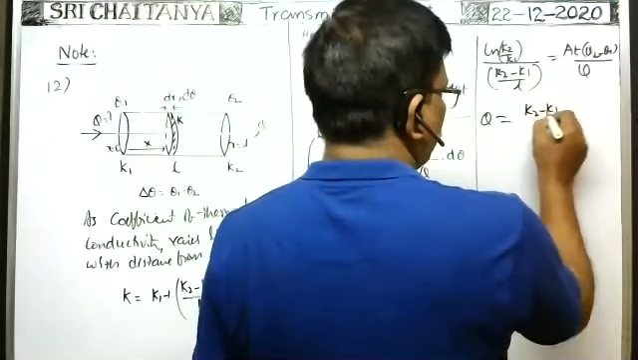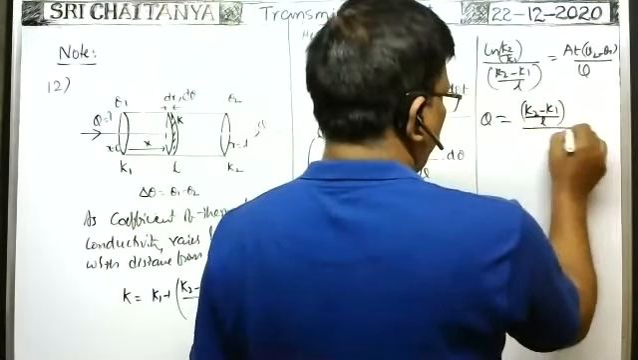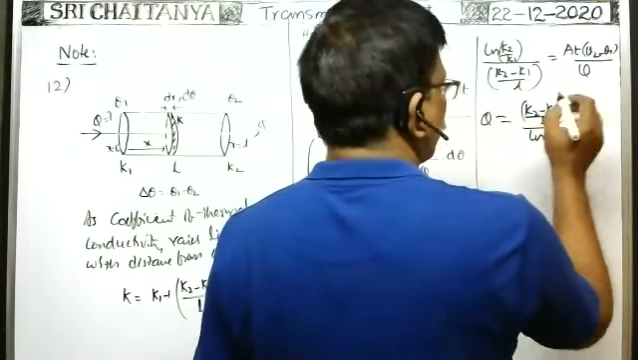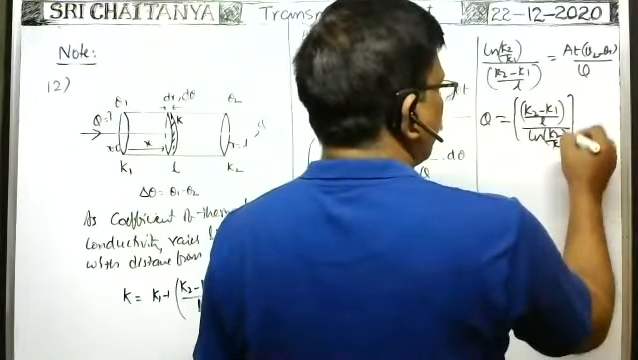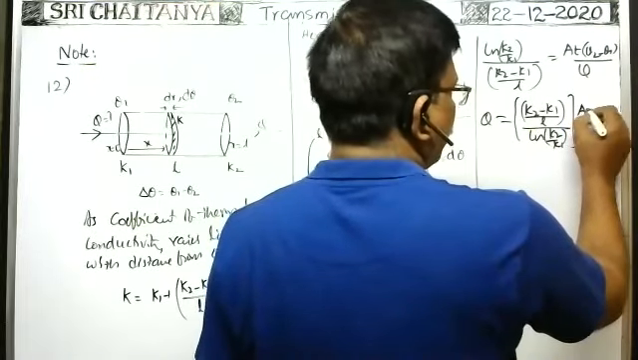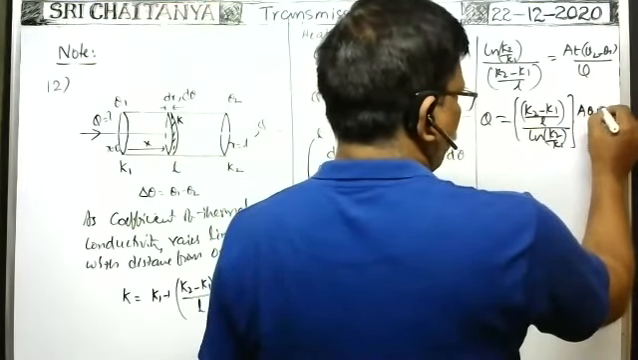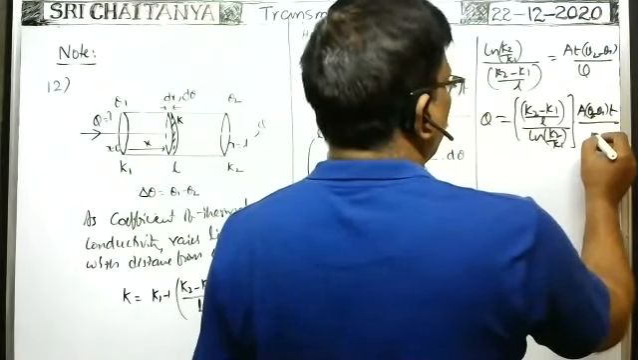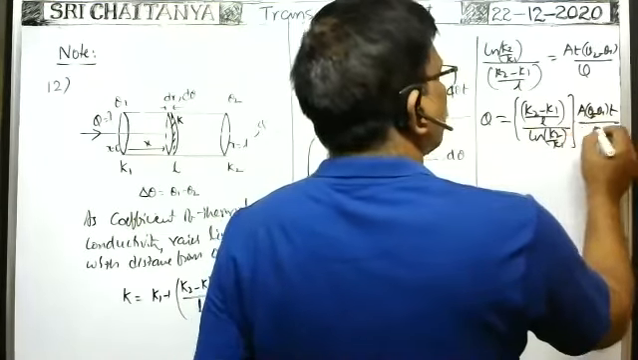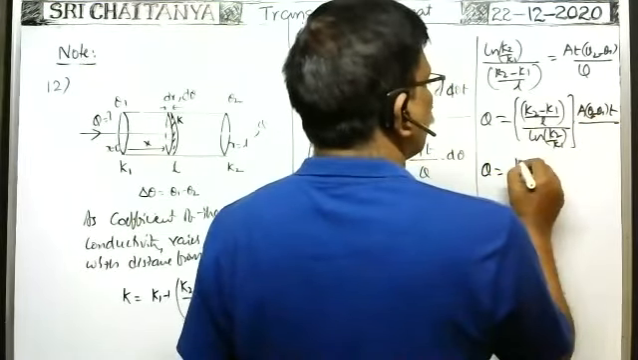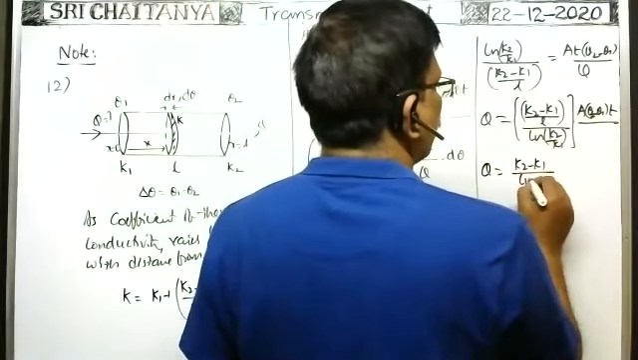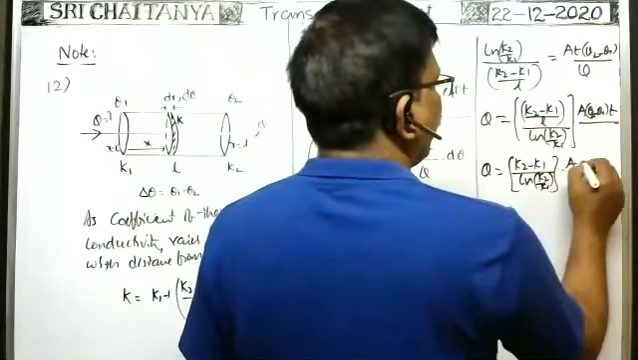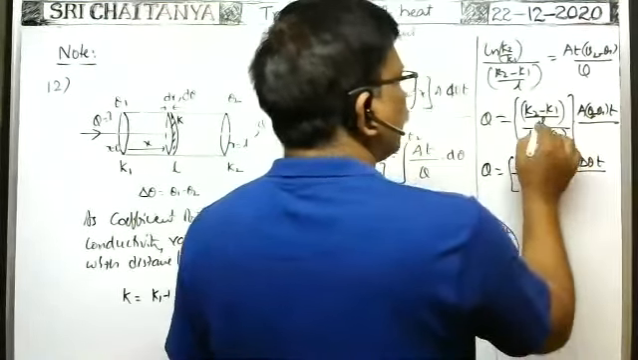K2 minus K1 by L by ln K2 by K1, keep in brackets, into, instead of K, we have written this one, into A, theta 2 minus theta 1 into T by L is here. Okay, this one. Therefore, Q is equal to K2 minus K1 by ln K2 by K1, keep in brackets, into A into delta theta T by, here you write this L here.